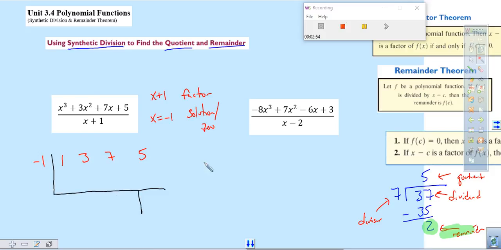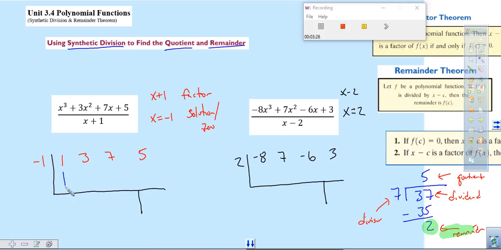Before we even do that, we're not going to do all of this particular problem, but let's just go ahead and set this one up. My coefficients would be -8, +7, -6, and 3. Put my little line right there. I have x minus 2, so that's going to be x equals 2. So I'm going to see if 2 will divide in. So there's my setup.